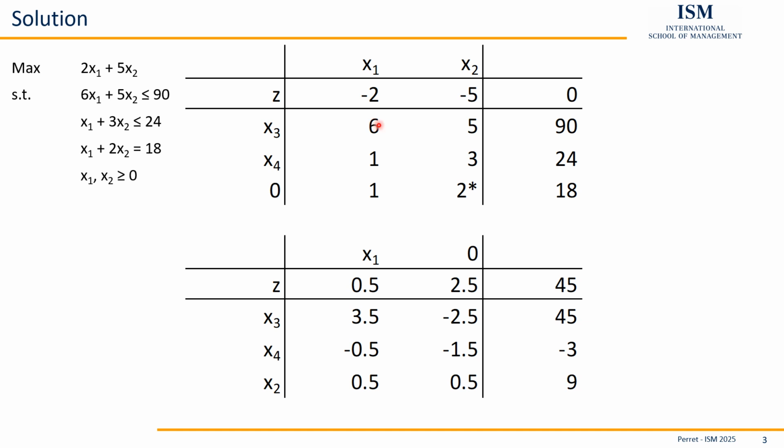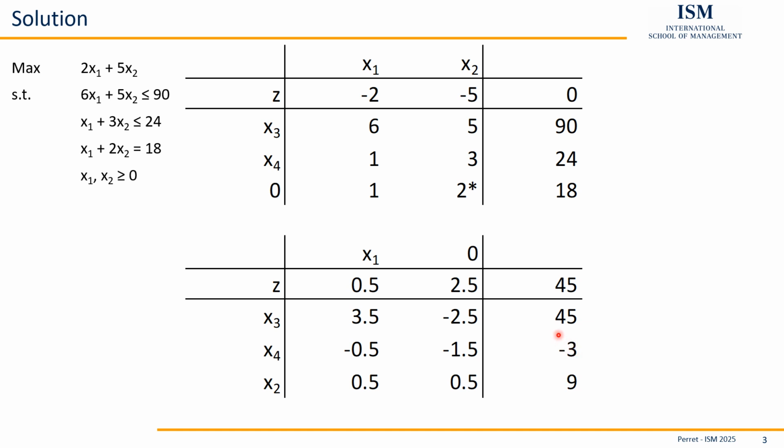So I would go 6 minus 5 times 1 divided by 2. So 6 minus 2.5, giving me 3.5. For example, with the 18 down here, the 24 up here, this way, I have this rectangle. So I would go 24 minus 3 times 18 divided by 2. So that is 24 minus 27, giving me minus 3.